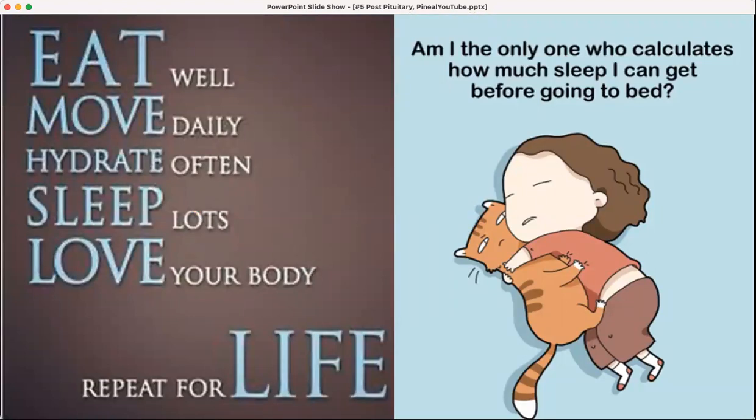So, in summary, eat well, move daily, hydrate often, sleep lots, love your body, and repeat. And I put this in because, yes, I do calculate how much sleep I'm going to get.